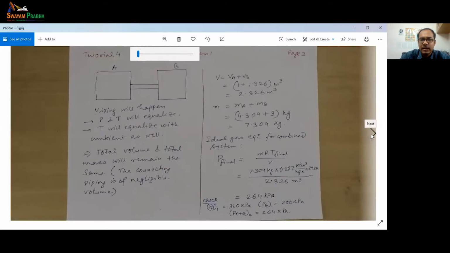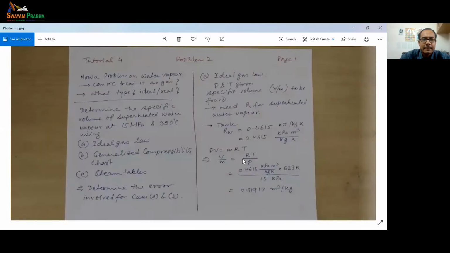Now let's take the next problem, which will take on water vapor again, but we'll try to apply the ideal gas law on water vapor. Water vapor is in gaseous form, right? So we can be tempted to apply ideal gas law there because it's easy to do. So in this problem, we will try to see what would be the validity if we want to use ideal gas. Okay. So now, what is the problem statement here?